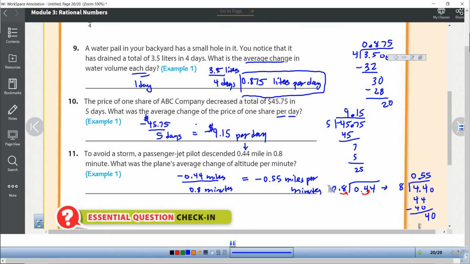All right, now if you're going, well, wait a second. They went only 0.44 miles, and now you're saying 0.55 miles per minute. That's because this is less than a minute, right? So if we're going a full minute, we would go further, right? In fact, if you think about it, 44 divided by 8, we could cut both of those in half, right? And then we'd have 22 divided by 4, and then we're going to end up with that 0.55.